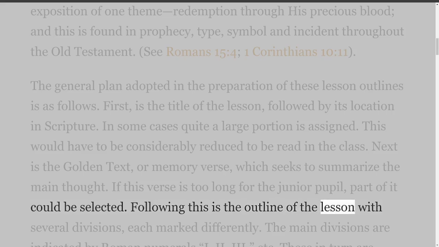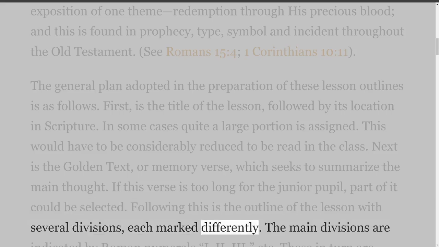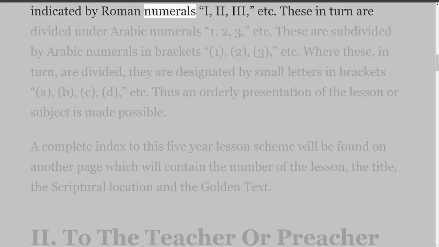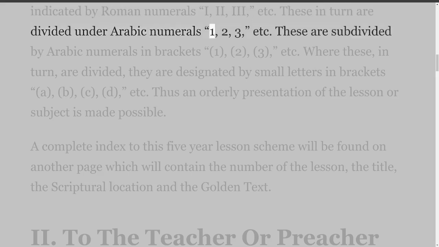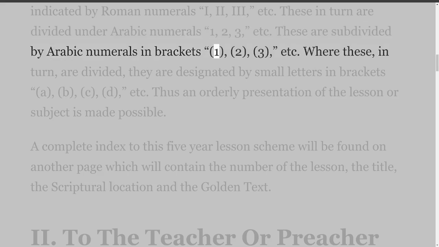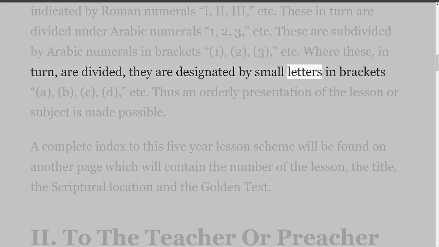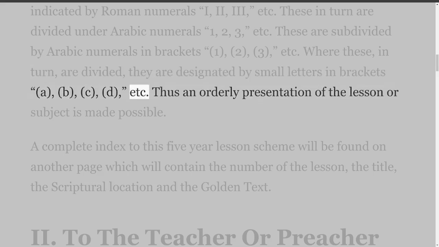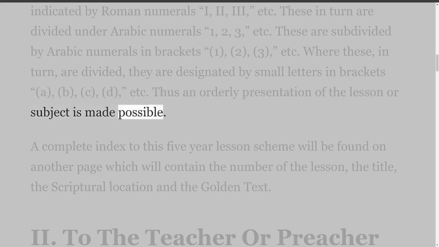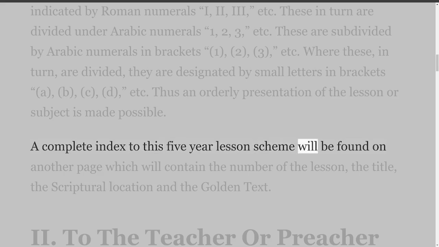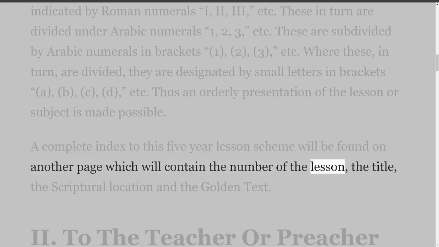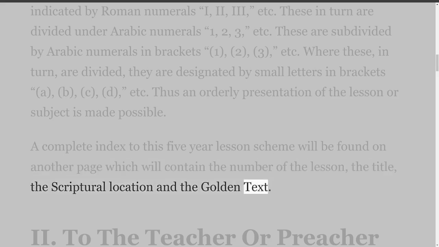Following this is the outline of the lesson with several divisions, each marked differently. The main divisions are indicated by Roman numerals 1, 2, 3, etc. These in turn are divided under Arabic numerals 1, 2, 3, etc. These are subdivided by Arabic numerals in brackets (1), (2), (3), etc. Where these, in turn, are divided, they are designated by small letters in brackets (a), (b), (c), (d), etc. Thus an orderly presentation of the lesson or subject is made possible. A complete index to this 5-year lesson scheme will be found on another page which will contain the number of the lesson, the title, the scriptural location and the golden text.